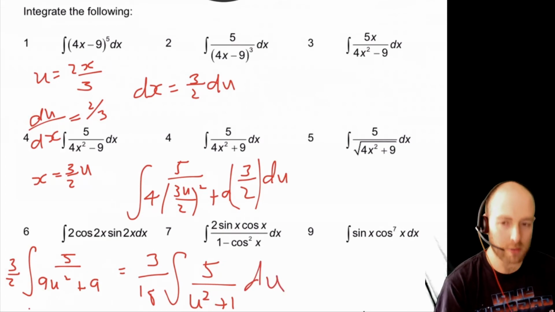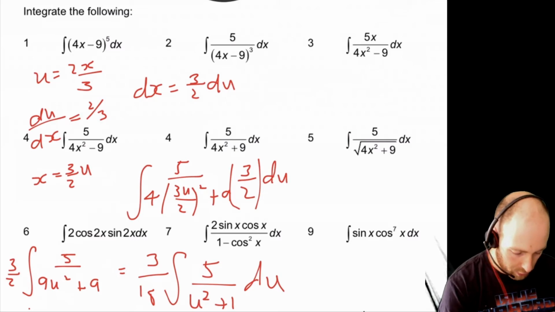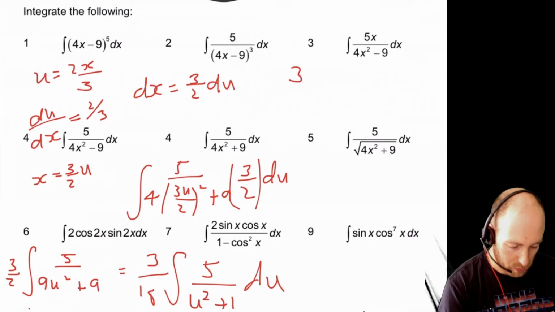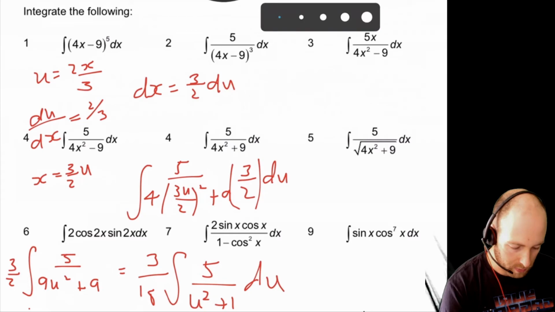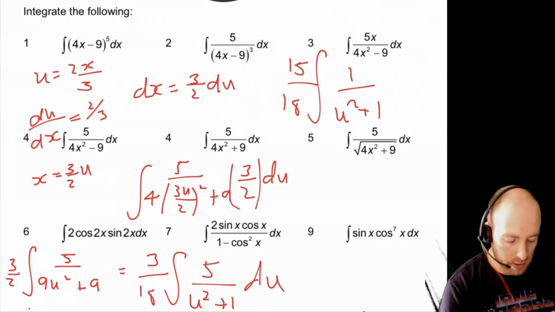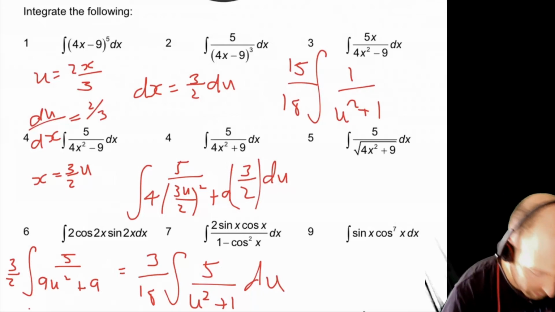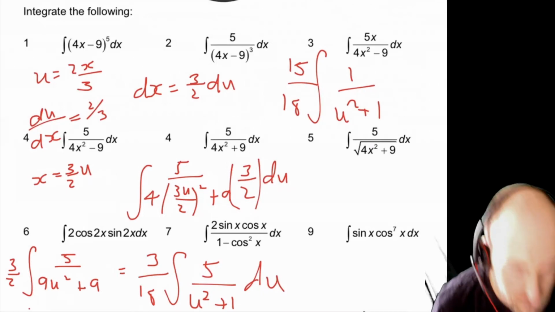Du. Now we can use a trig substitution. We can use tan. So we'll have 3 over 18. Oh, let's take out the 5 as well. Why not? It's going to be 15 over 18 integral of 1 over u squared plus 1. Going to let u equal tan. So we get, gosh, 2 substitutions this one.